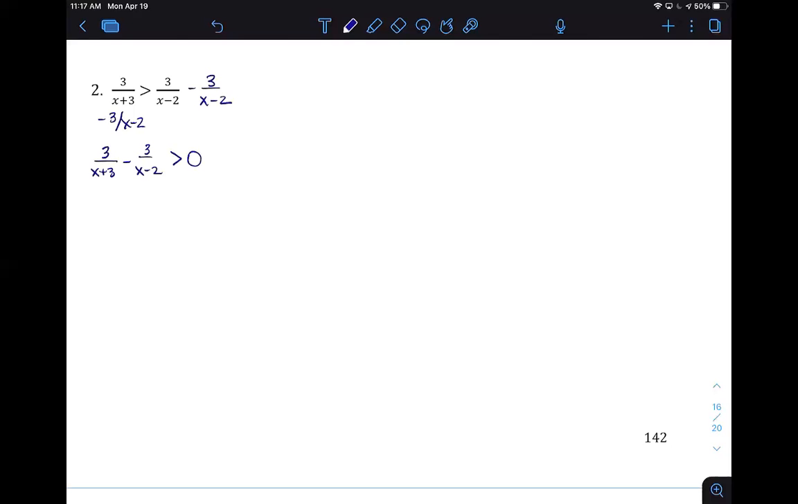And now we're going to do what we did in P6, where we're going to combine these two fractions into one. When we're subtracting fractions, remember we have to have a common denominator. So our least common denominator is going to be x plus 3 times x minus 2. If we look at our first denominator, we have x plus 3. We're missing the x minus 2. And looking at our second denominator, we have x minus 2. We're missing the x plus 3.